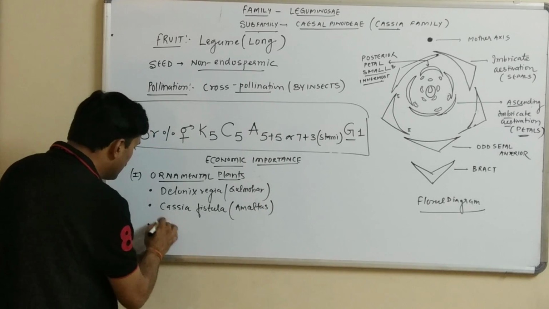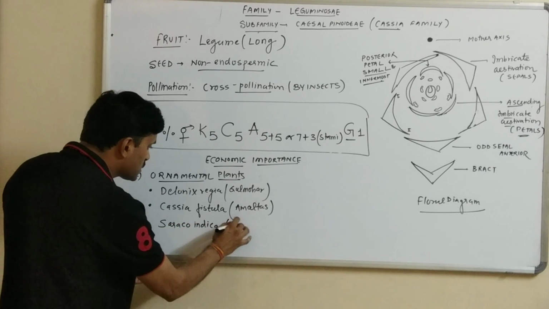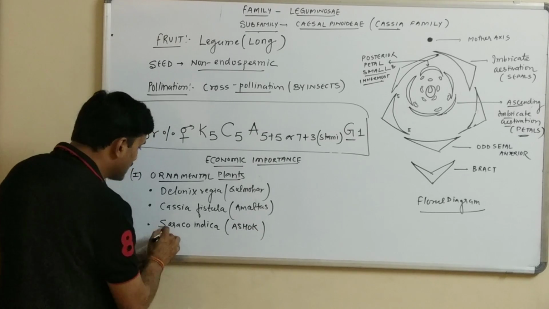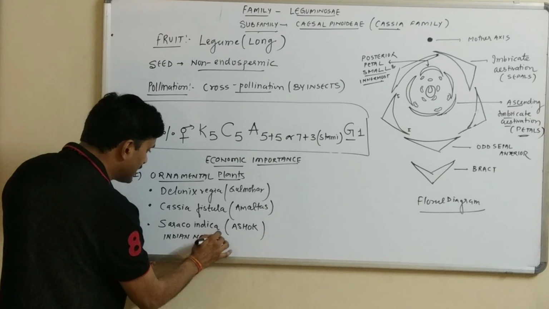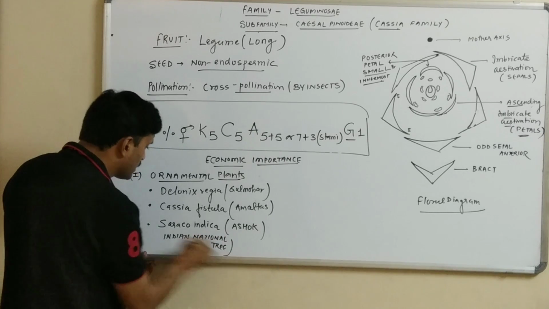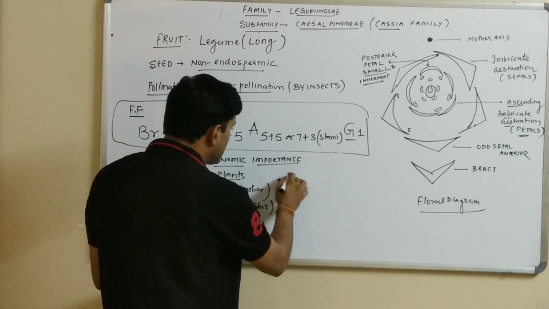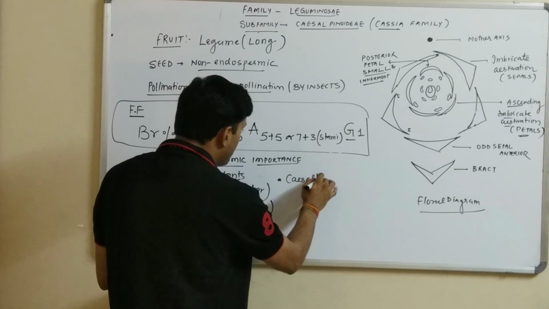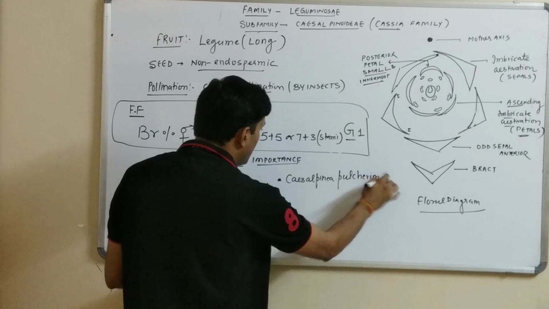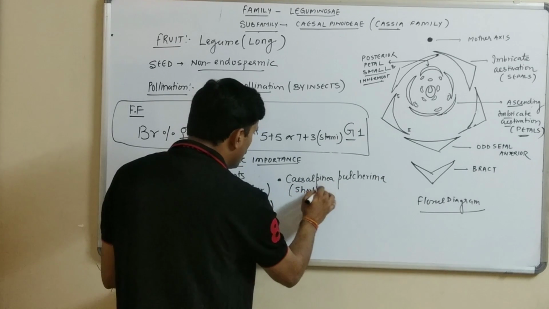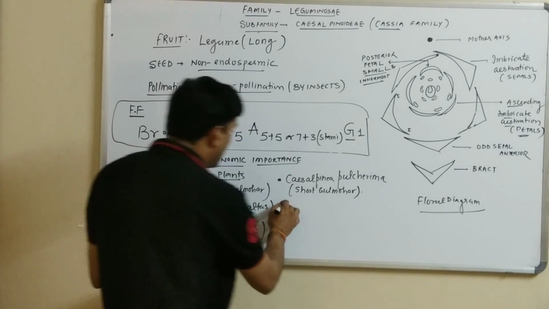Okay, the next one is Saraca indica. It is a very beautiful plant. It is also called Ashok, and it is called the Indian national tree. Okay, Saraca indica. The next one is Caesalpinia pulcherrima. It is also called short gulmohar or small gulmohar. It is also an ornamental plant.